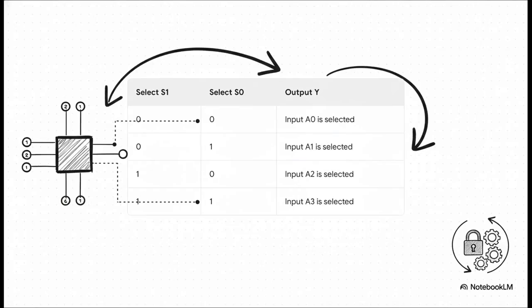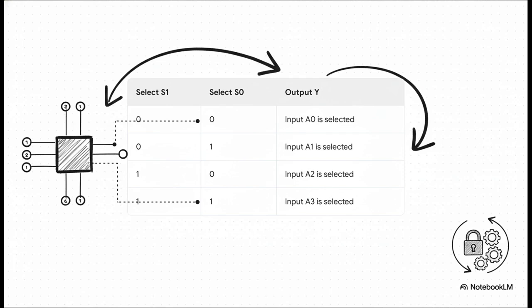And this truth table here shows you the exact logic. It's super simple. If the select lines, S1 and S0, are both set to 0, then boom, the MUX picks input A0. If S1 is 0 and S0 is 1, it picks A1.